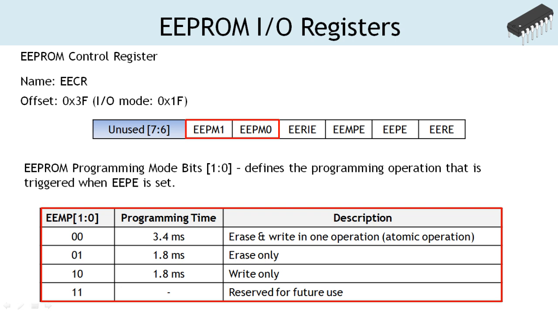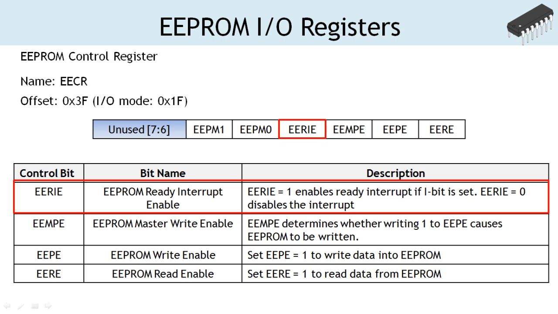The erase only operation is triggered by setting 01 to these bits, and the value 10 triggers the write only operation. The individual erase only and write only operations take 1.8 milliseconds each. The write to the EEPM bits is ignored when the EEPE bit is set.